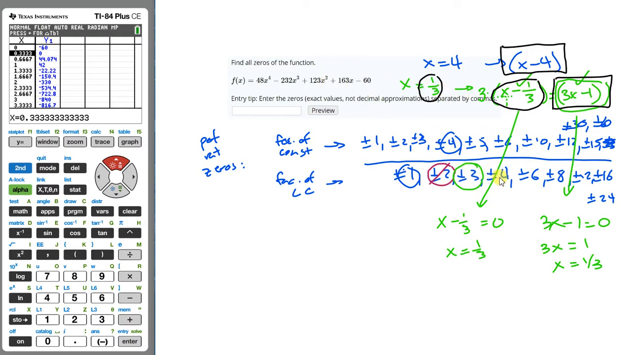Or I could continue my hunting game. I could try quarters, and then sixths, and then eighths, and then twelfths, and then sixteenths, and then 24ths, and then 48ths. Keep setting your table with those different delta x's to check those. But at this point, I don't want to, that's a lot of hunting. I already have 2 results. That's good enough for me. I'm going to go ahead and FOIL them out and then do a division. Okay? So x minus 4 and 3x minus 1.